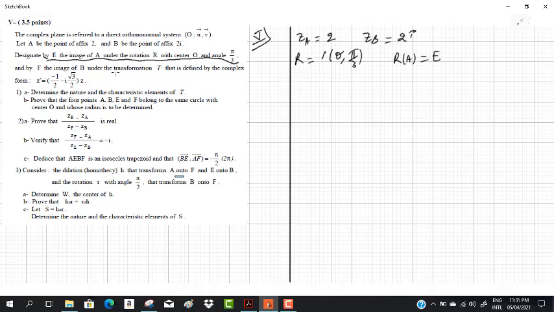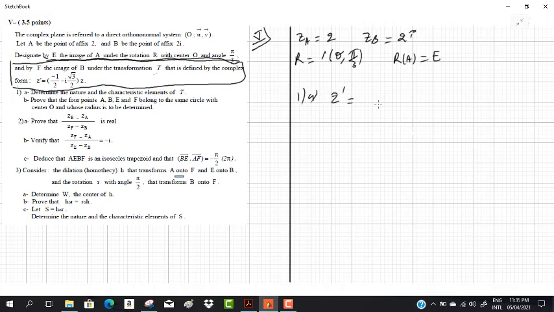And F is the image of B by the transformation T defined by its complex form. This is the complex form: 1a, determine the nature and the characteristics of T.